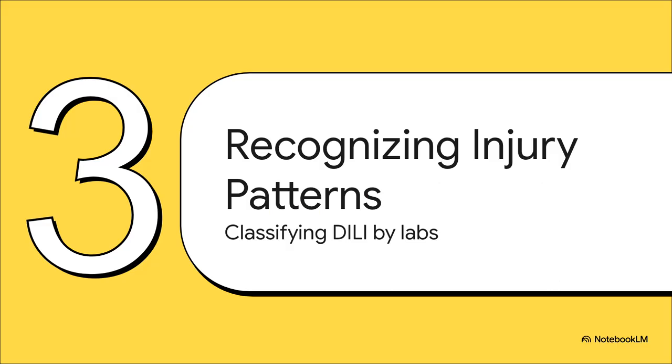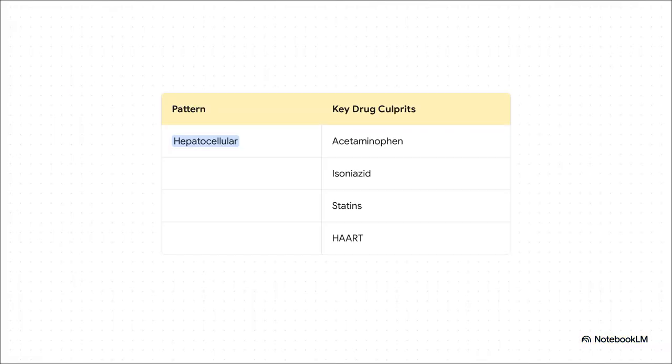Okay, so how do we actually start to figure this out when we're seeing a patient? Well, we look for patterns. The patterns we see in the liver function tests are our first big clue about what kind of damage is happening. The most common pattern you'll see is called hepatocellular. This is where the liver cells themselves, the hepatocytes, are getting hammered. This causes a huge spike in their ALT and AST levels.